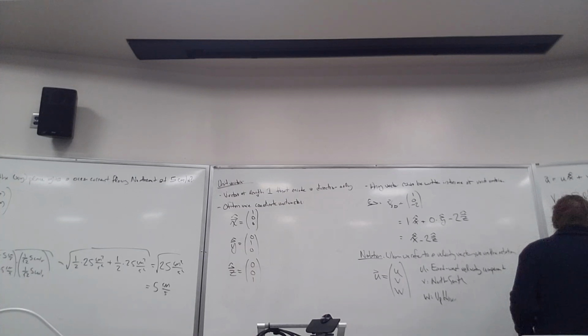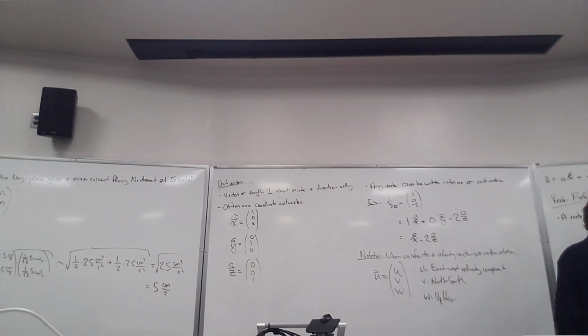So a vector field is a function of space and time that assigns a vector to each spatial location.